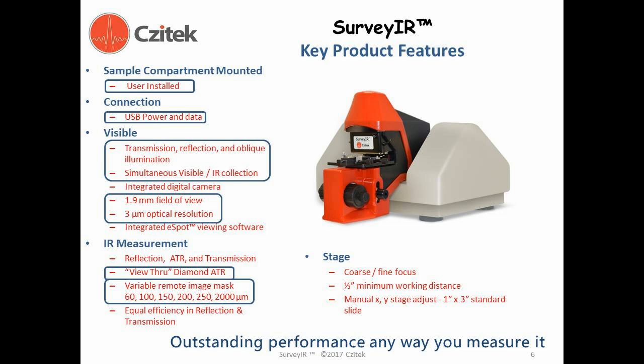Infrared spectroscopic measurements can be made in reflection, attenuated total reflection, or ATR, and transmission. A unique and very beneficial feature of SurveyIR is its view-through diamond attenuated total reflection capability. SurveyIR contains variable remote image masks to isolate the sample area of interest. These masks are controlled automatically through the use of eSpot software. Another unique feature of SurveyIR is equal efficiency in reflection and transmission. With all other FTIR microscopes, reflection performance is 50% of transmission performance. SurveyIR provides outstanding features and performance and value.